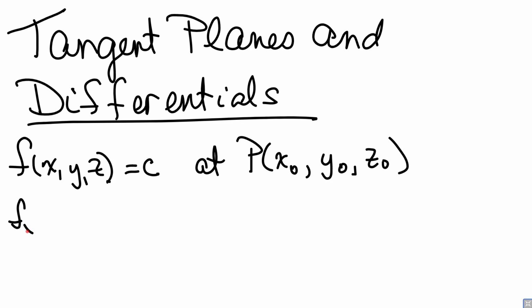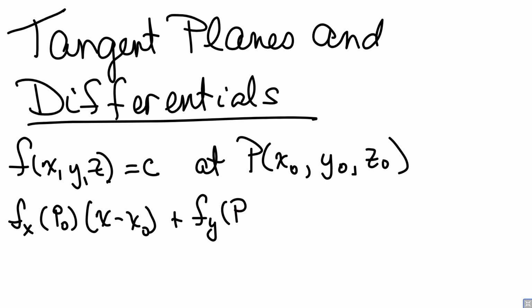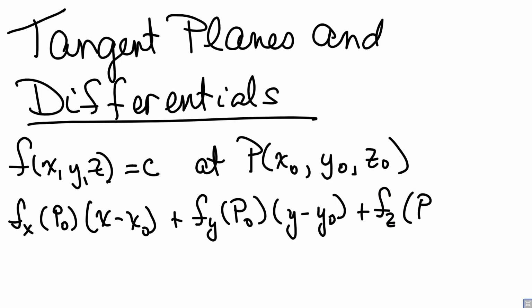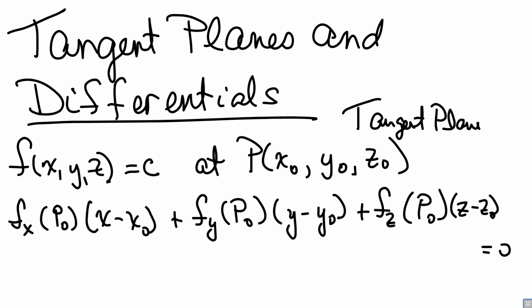We're going to take the partial with respect to x, evaluated at p sub 0, times x minus x sub 0, plus the partial with respect to y, evaluated at p sub 0, times y minus y sub 0, plus the partial with respect to z, evaluated at the point p sub 0, times z minus z sub 0, and this is going to be equal to 0. Okay? So this will be representing the tangent plane.